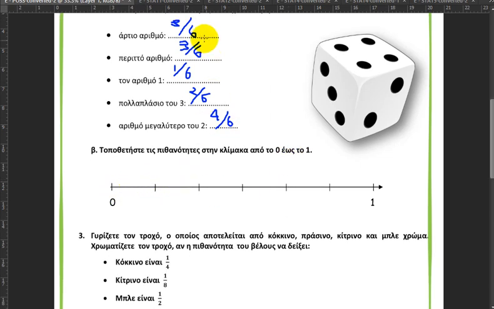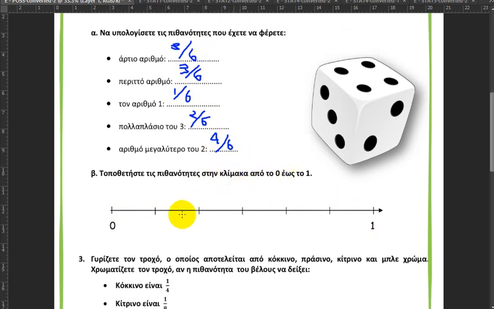And it wants us to place these probabilities on the number line, so from 0 to 1. So here is 1/6, 2/6, 3/6, 4, 5. This is 5/6. So 1/6 is here. 2/6 is here. 4/6. Sorry, actually, this is 3/6. Here we have 4/6. Yeah. And now 5/6.